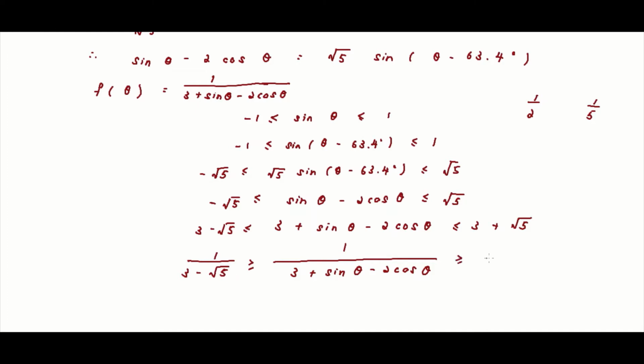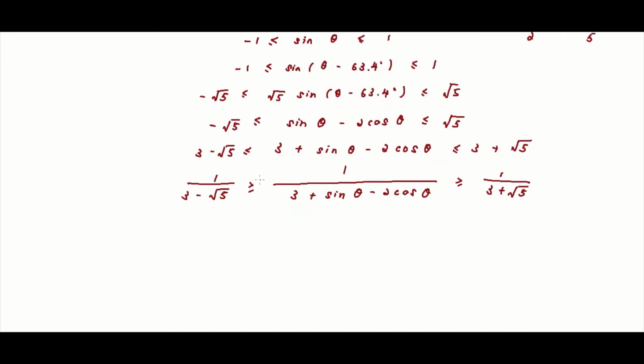Because when you find the reciprocal, definitely the bigger than and smaller than will be changed. So this is what you get, meaning your max will be equal to 1 over (3 minus square root 5), and your minimum will be 1 over (3 plus square root 5).